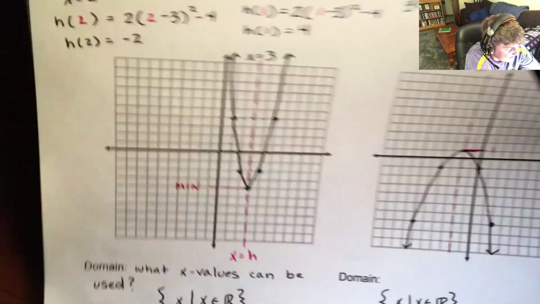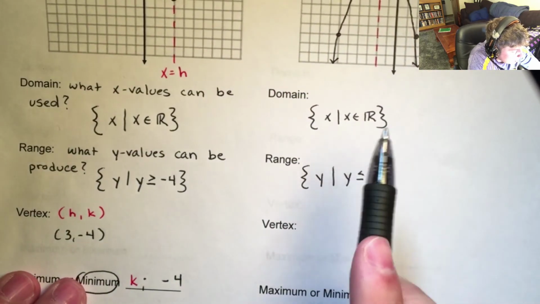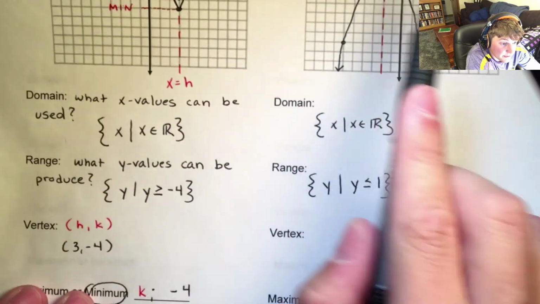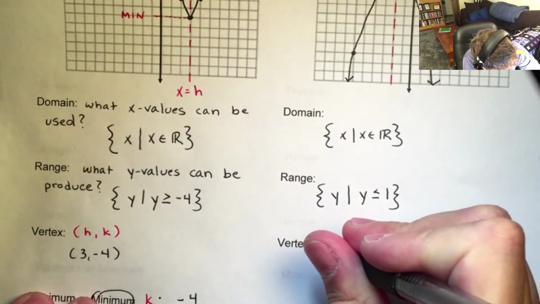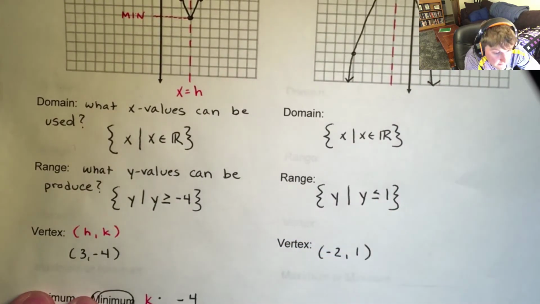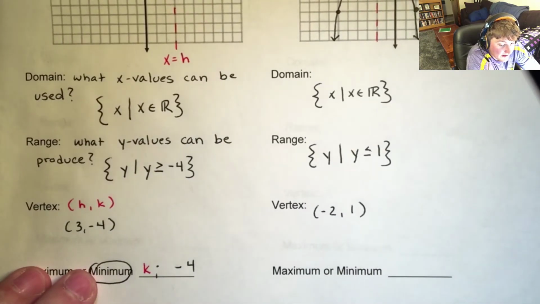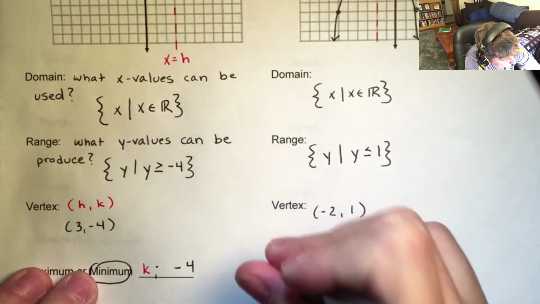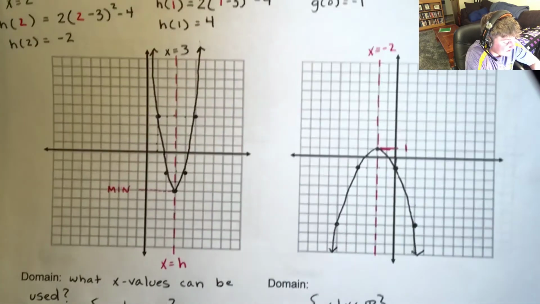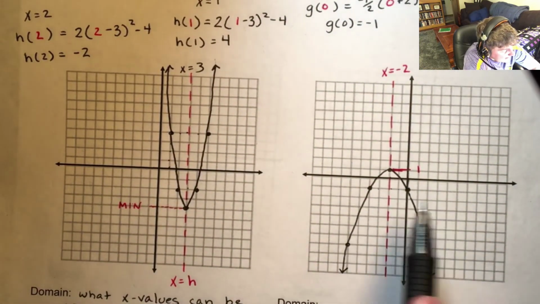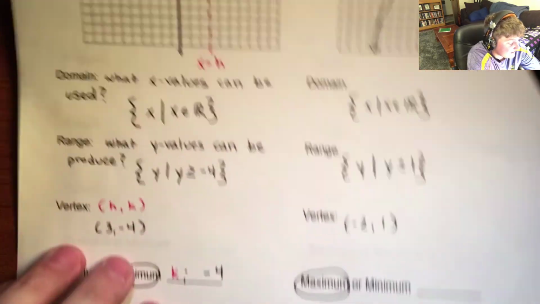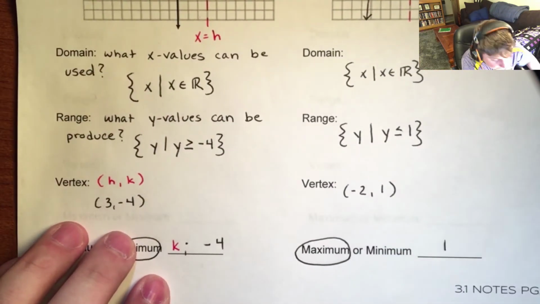Okay, my vertex is what ordered pair? Well, you could just find it on the graph, but it's also your h value comma your k value, which is -2, 1. And then lastly, this one has a maximum. It has a maximum because it has a ceiling. It has a highest point, and that maximum point has a value of 1.